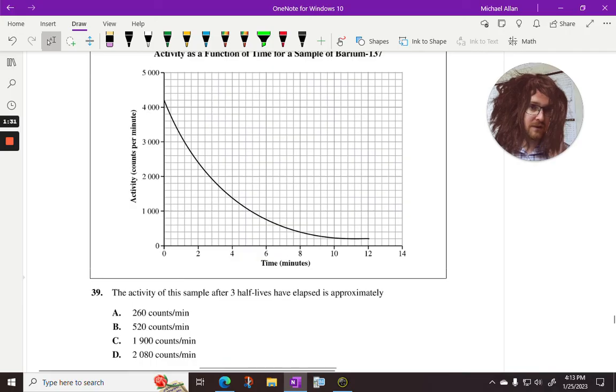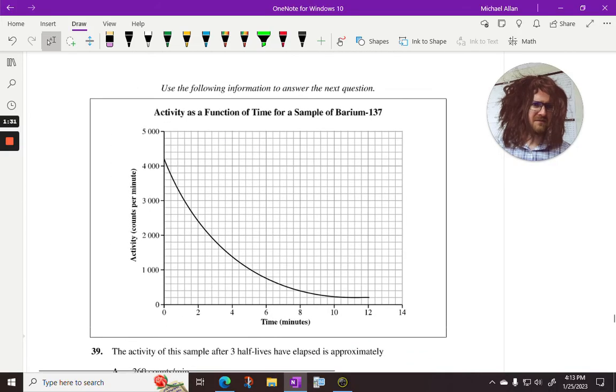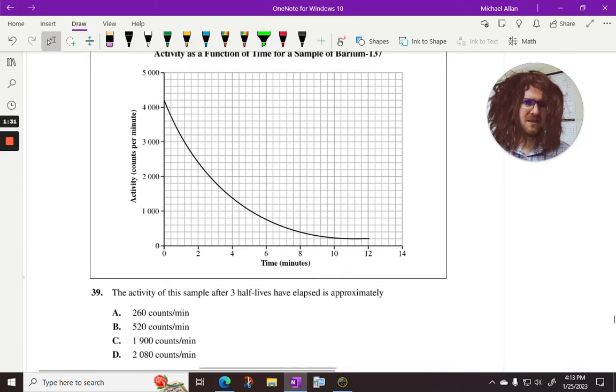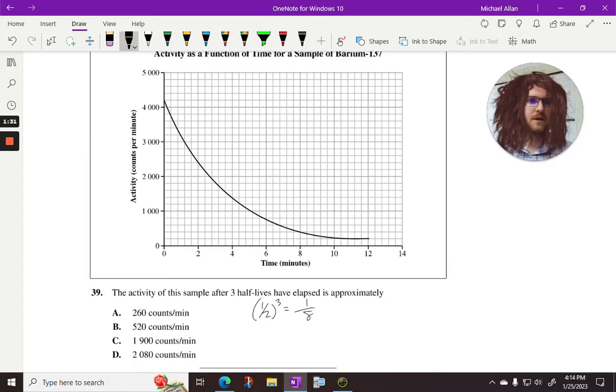The activity after 3 half-lives of this thing. So this one here, you can pretty much do without this graph, honestly. As long as you know where it starts, you just divide by 2 three times and you get your proper answer. That's what a half-life is. It's like a half raised to the power of 3. So this is going to be 1/8 of what it was before. Even if I put 4,000 in there and divide it by 8, I get approximately 500. So I know the answer is going to be B.